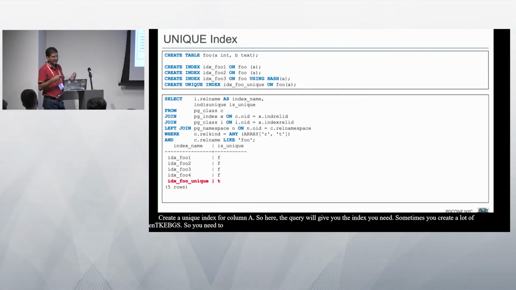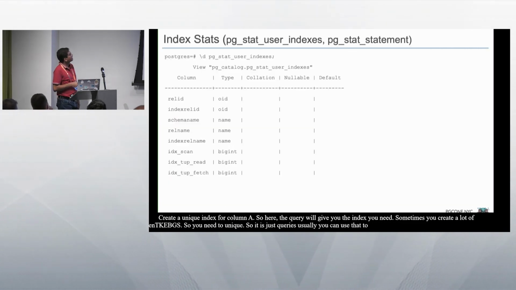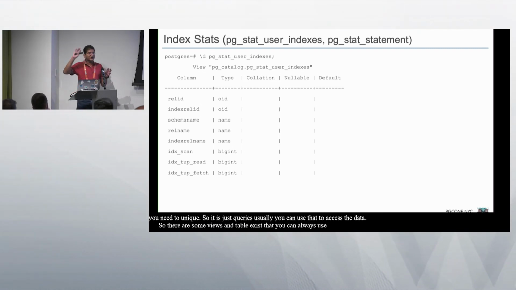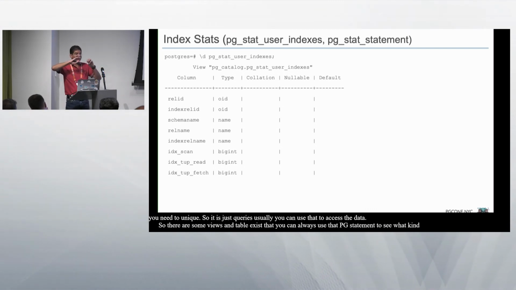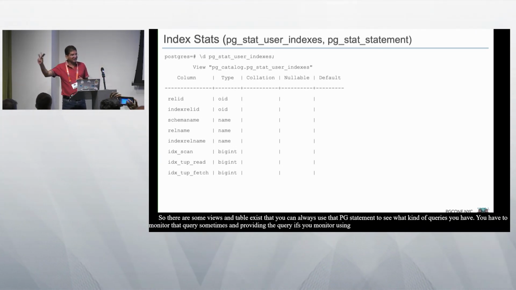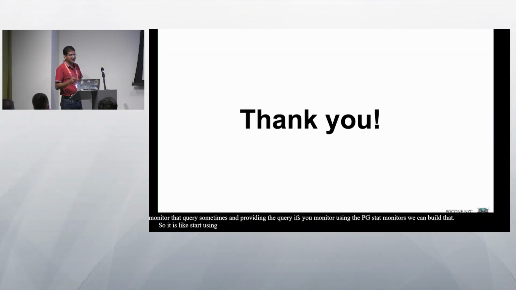So these are just queries that DBAs can usually use to access their database. There are also some views and tables that you can always use, like pg_stat_statements, to see what kind of queries you have, because you have to monitor the queries. Sometimes 10 developers are writing the queries. So you monitor your queries using pg_stat_monitor, and with this kind of expression we can build an expression index. There are also views like pg_stat_user_indexes and something like that. So you can use that, and that's it.